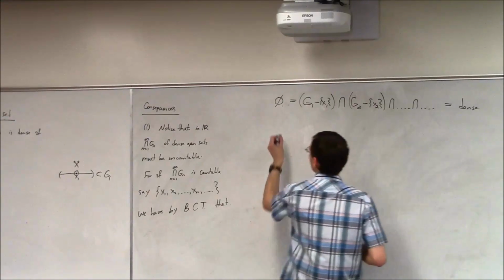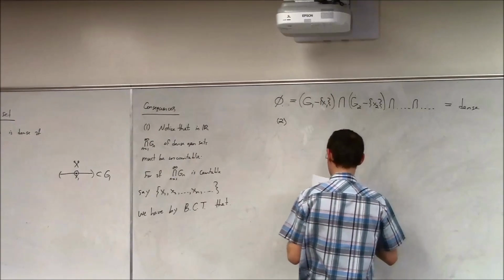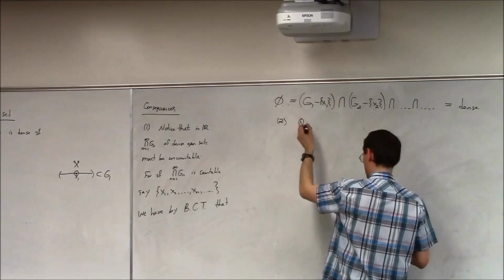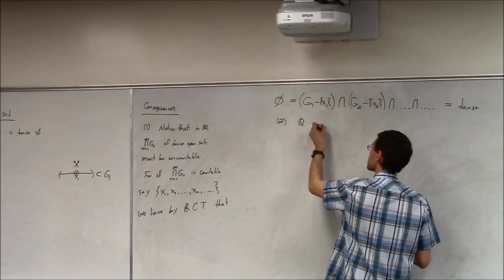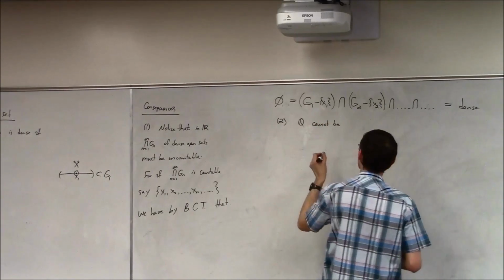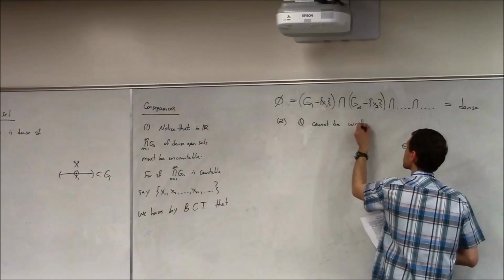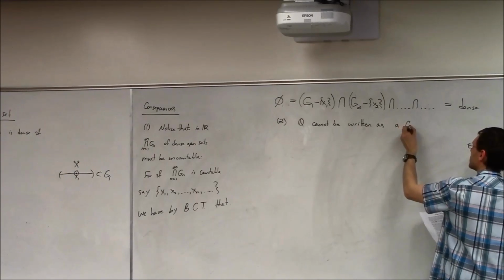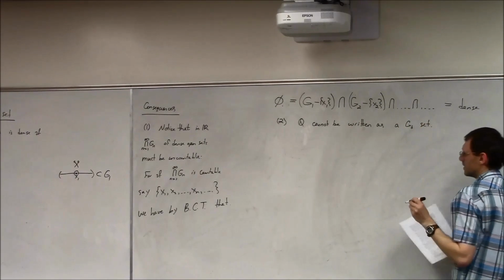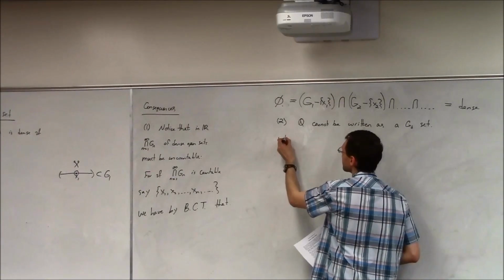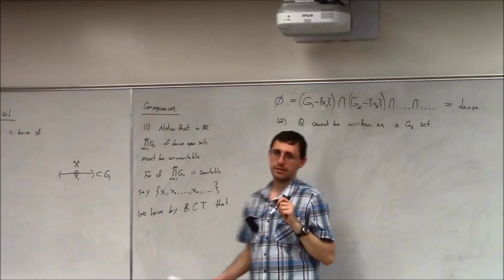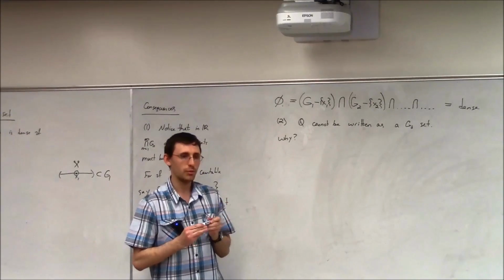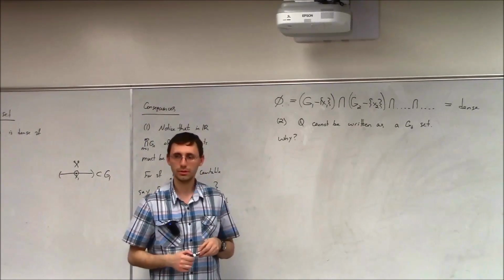Consequence number 2 is, in R, Q cannot be written as a G delta set. Why? Now tell me why, somebody please. Q is uncountable? Because Q is countable. Q is countable. 1, 2, 3, 4, 5, 6, 7 onwards. Right? You can count Q.